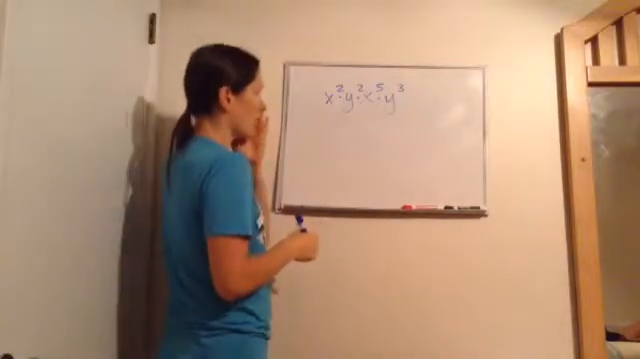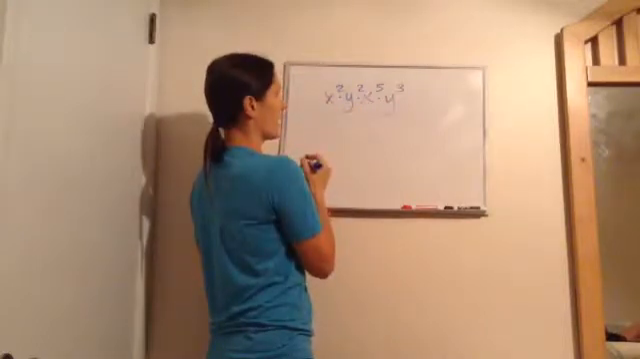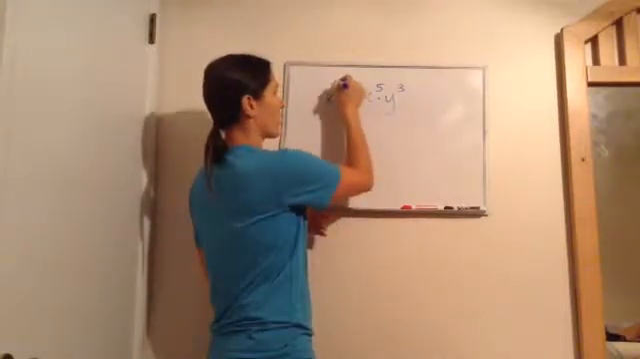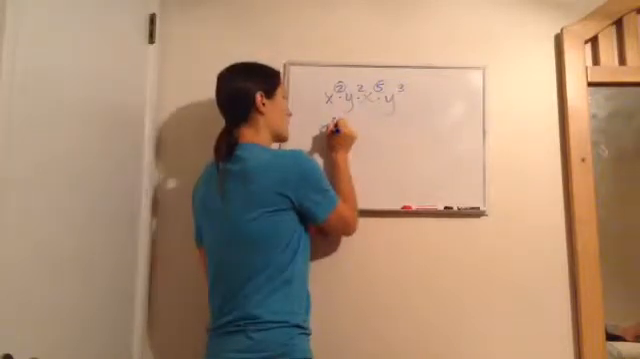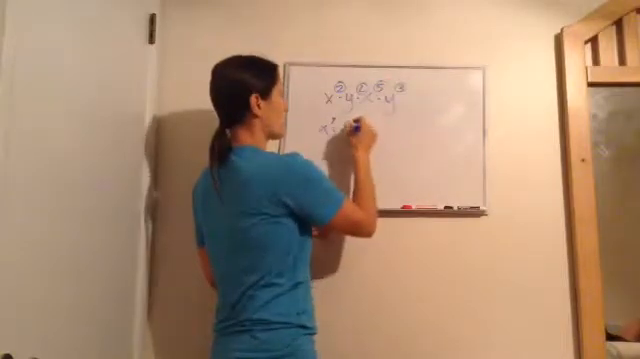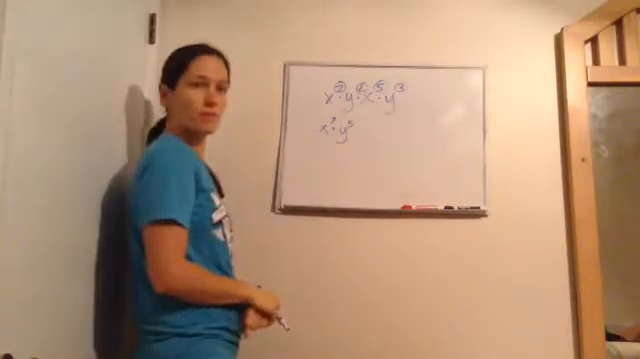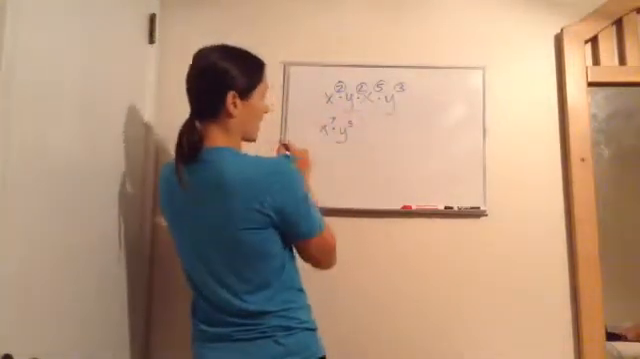Okay, now, basically you're going to have to bring together all the x's. And so if I were to bring all those together, I have a 2 and a 5, which would be x to the 7th power, times y to the 5th. y to the 2 plus 3 makes 5. Very good.